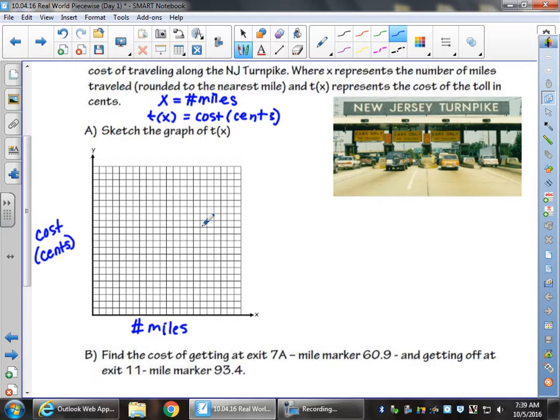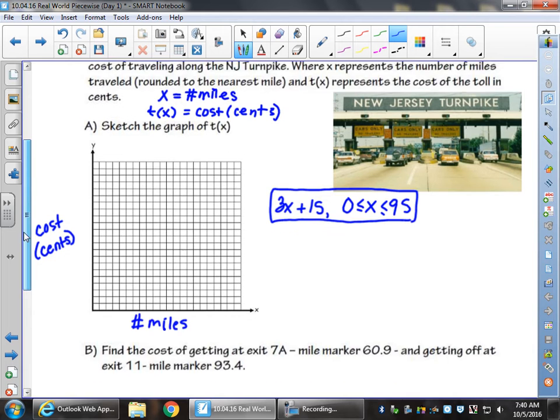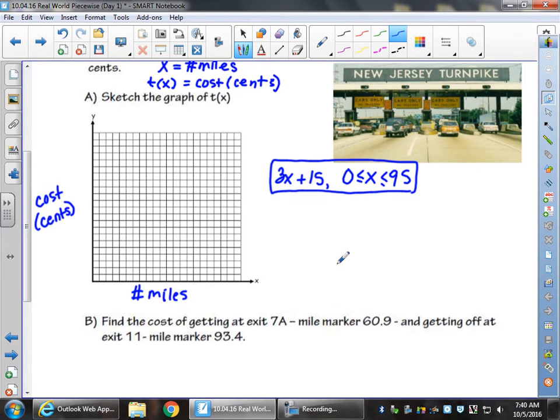Quinta? Write the piece out. That's what we did before, yes? So what's our first piece? So we're going to write 3x plus 15, where x is between 0 and 95. Now what? What next? We wrote our piece out, including the restriction. Fantastic. Marvin? Find my points. What should my choices be for my x values? Go for it. Very good.